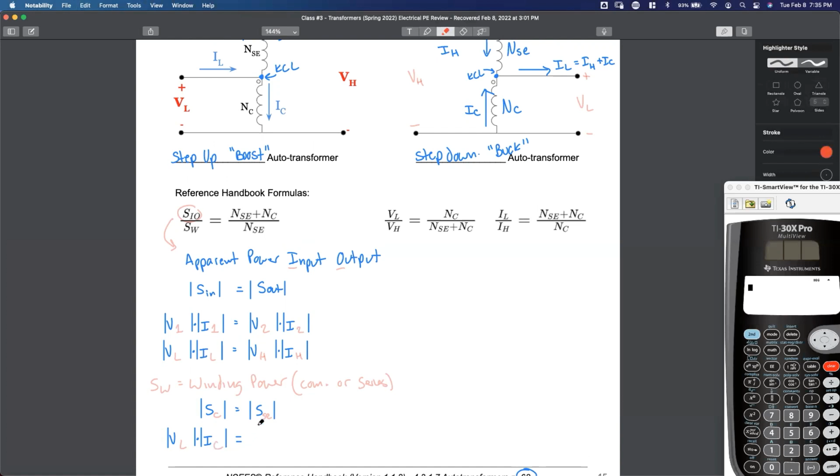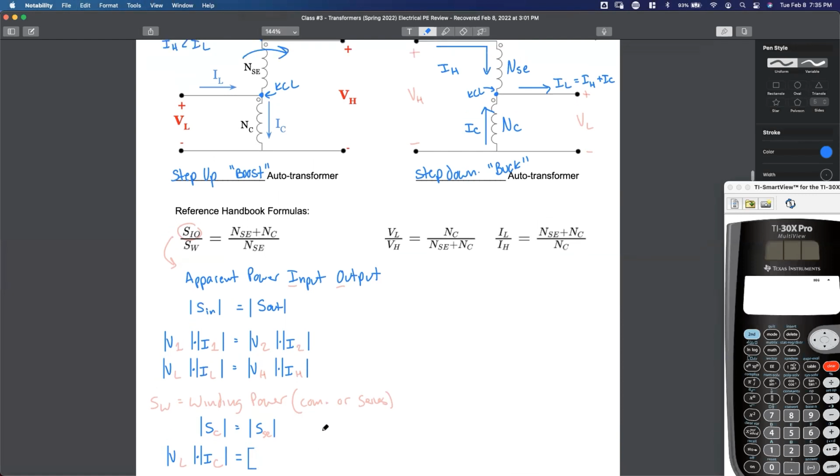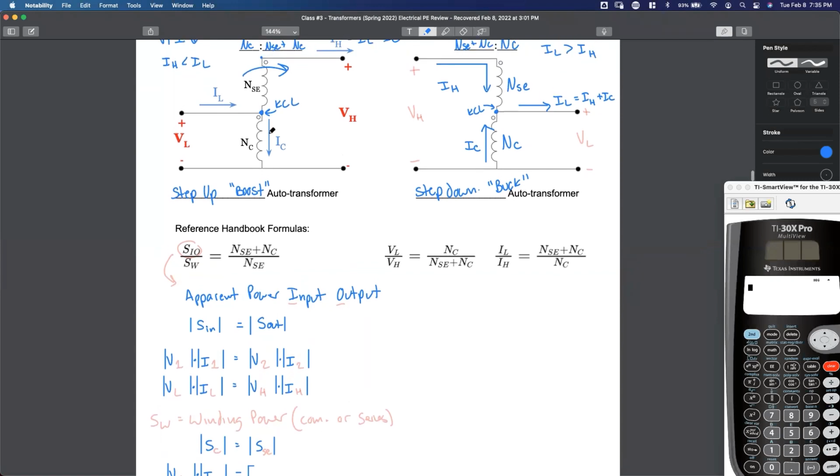All right. That's going to be equal to the voltage across the series winding times the current through the series winding. Do we know the voltage across the series winding from here to here? Not yet. Can we calculate it using KVL? Sure can. If I know the voltage from here to here, this is VH from plus minus, and from here to here is VL. What's the voltage from just here to here across our series winding?